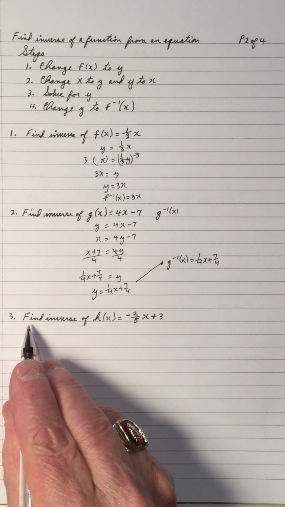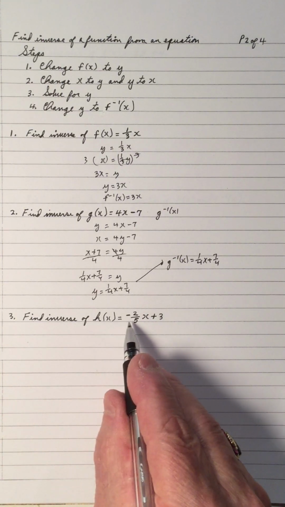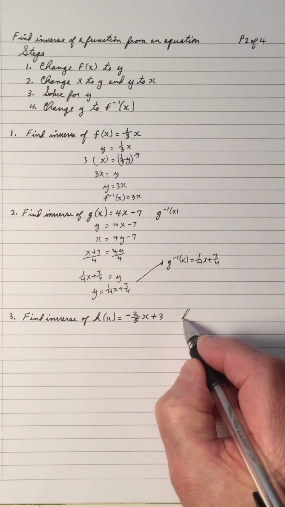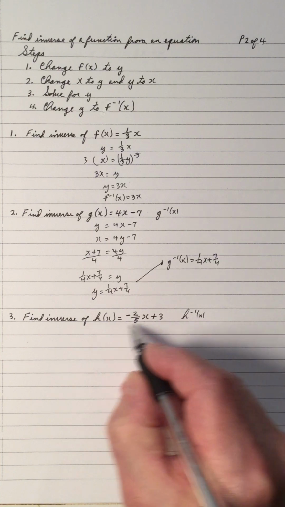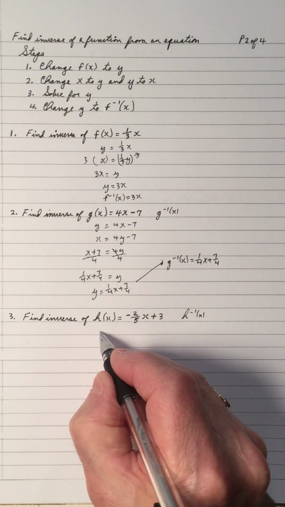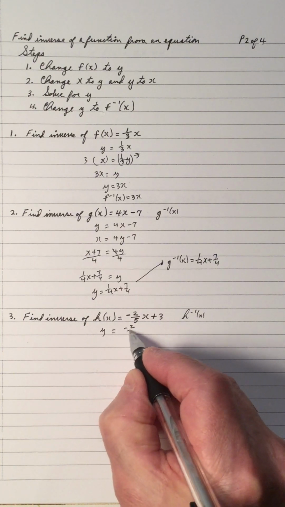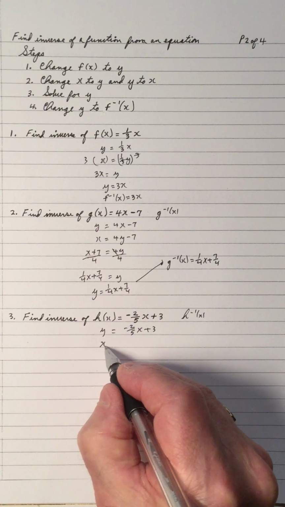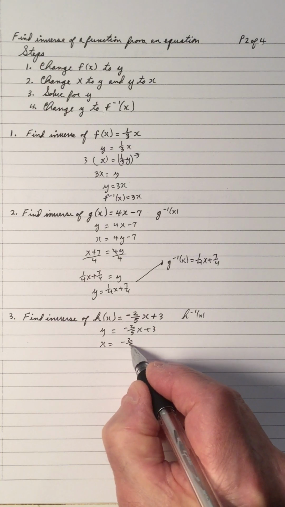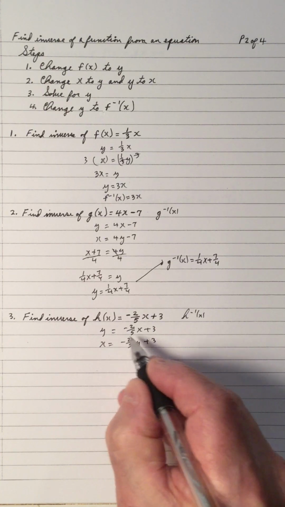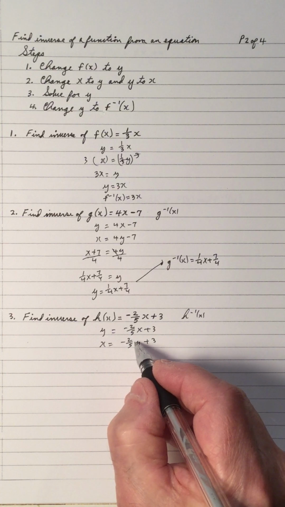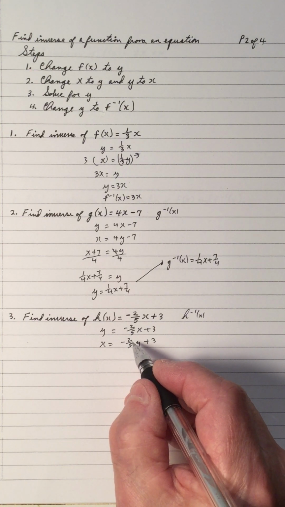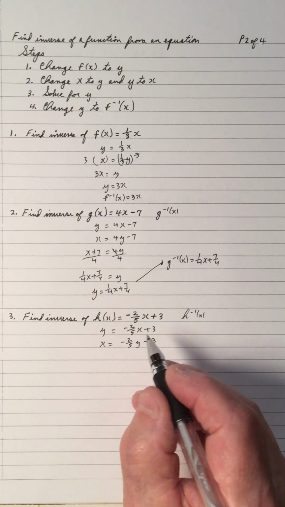And find the inverse of h of x equals negative 2/5 x plus 3. And again, the inverse is h to the negative 1 of x. Change the h of x to a y. Switch the y and the x's. So y becomes x, x becomes y. We do that because of reflection in the line y equals x. y equals x, x equals y.